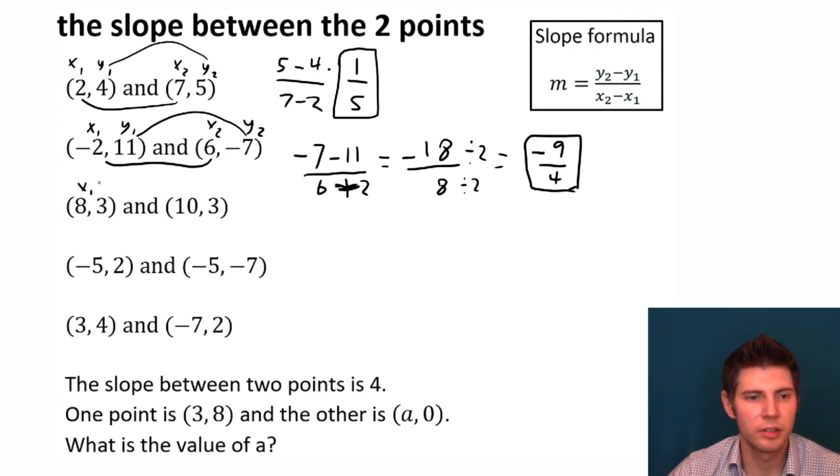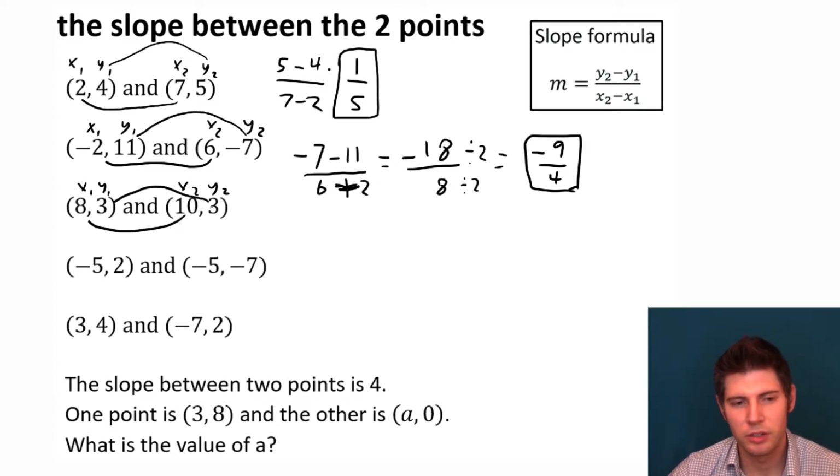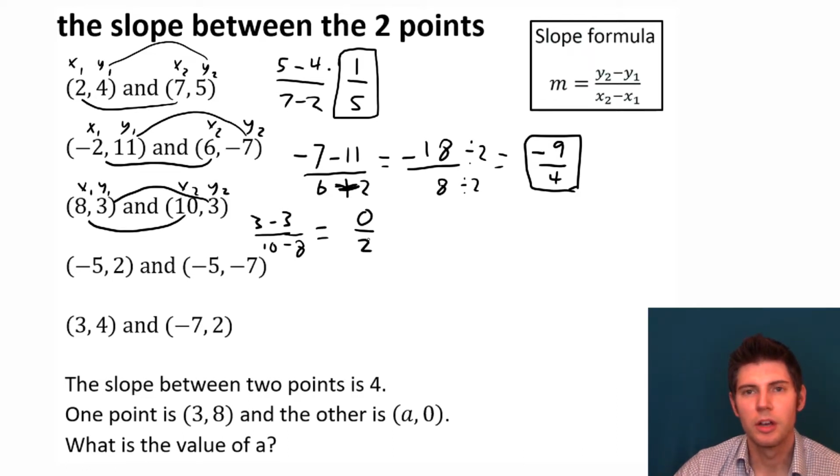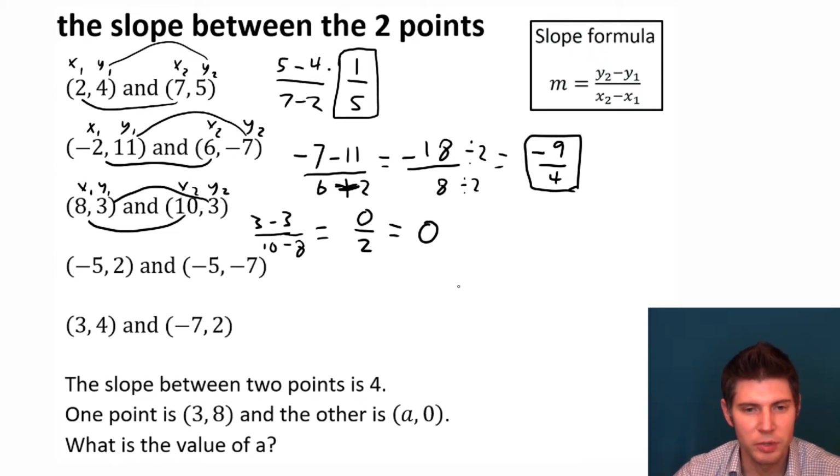We have x1, y1, x2, and y2. And we're going to subtract y2 minus y1 and x2 minus x1. So y2, so this is 3 minus 3, and then 10 minus 8. So 3 minus 3 gives us 0, and 10 minus 8 gives us 2. 0 divided by 2 is 0, so this slope is 0.